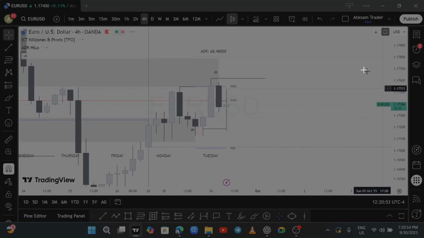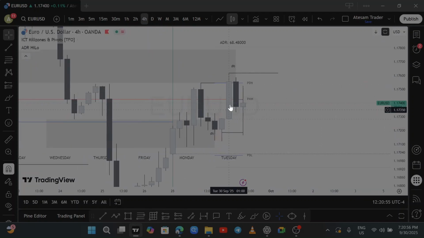Okay, so how I took entry. We formed the swing point here. If you see, this is the 1 a.m. and 5 a.m. close inside. That means what? We formed the swing candle one.